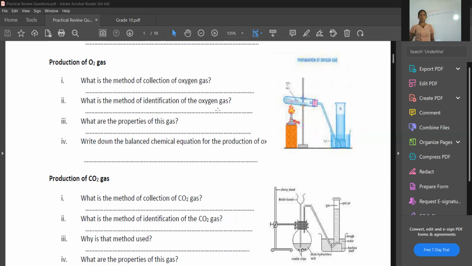Then what are the properties of this gas? The same properties we can write: it is a supporter of combustion. Relative molecular mass is 32, colorless, odorless. Like that you can write. Then write down the balanced chemical equation for the production of oxygen. We use the method of heating potassium permanganate.